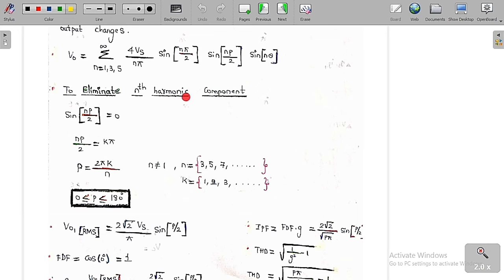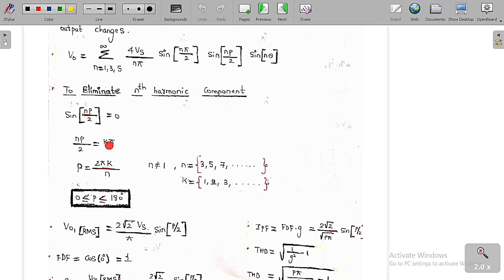Here you can see only odd harmonics are going to be present: 1, 3, 5, 7 like that. Only odd harmonics are going to be present in the output voltage. So if you want to eliminate any nth harmonic component, simply what you have to do is make this term 0. If you don't want that harmonic to be present in the output signal, then you have to equate this term, sin np by 2, to 0.